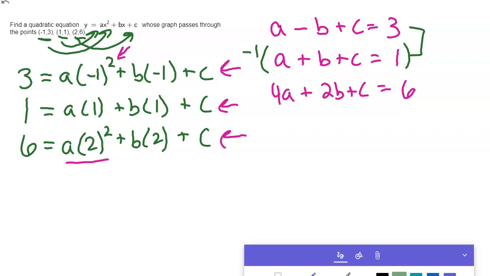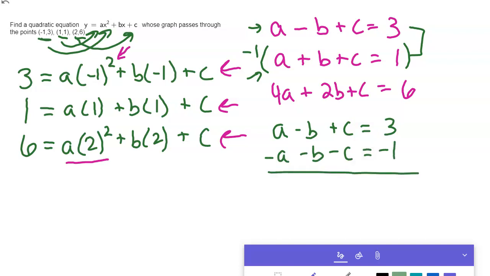And that eliminates a lot of stuff for us. And so I'm going to rewrite the top equation. So it'd be a minus b plus c equals 3. This equation, I would go ahead and multiply by a negative. So negative a minus b minus c equals negative 1. And if you add that, notice a minus a is 0. Negative b and negative b is negative 2b. C and c is 0, which is nice. And 3 minus 1 is 2. And so we know b is negative 1. So that's kind of a nice situation. We've got that all taken care of.